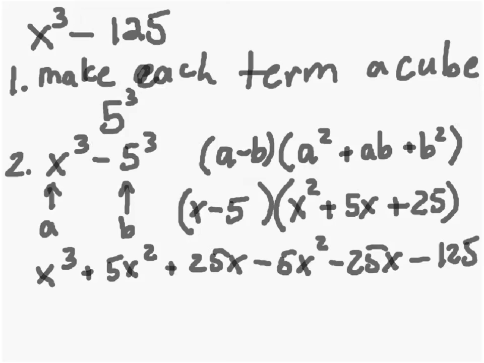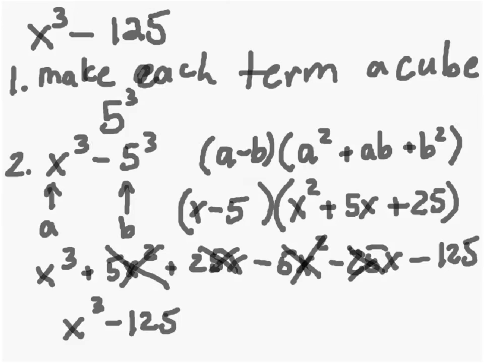Now let's combine like terms. So we have 5x squared, and then we also have a minus 5x squared. So those drop out. And then we have a plus 25x and a minus 25x. Those drop out. So we're just left with x cubed minus 125, which is what we started with.